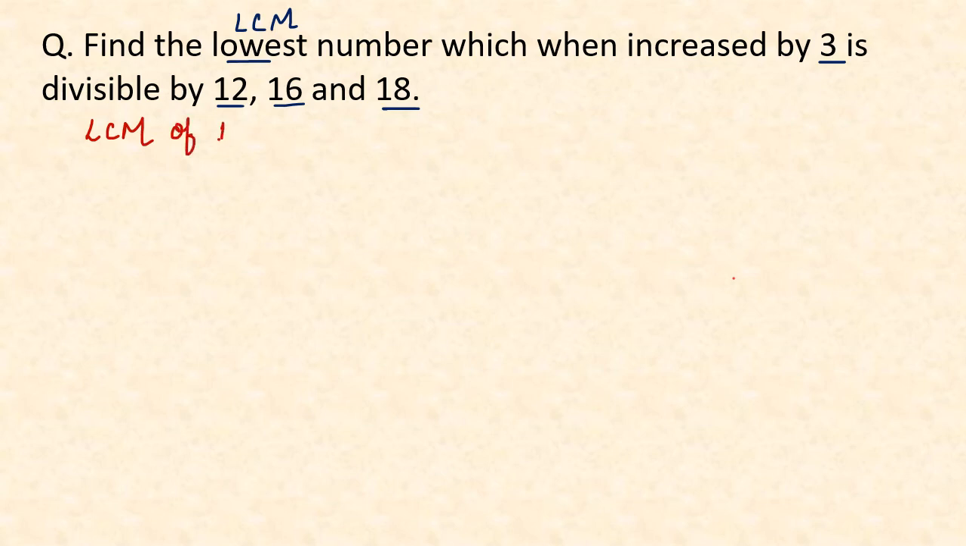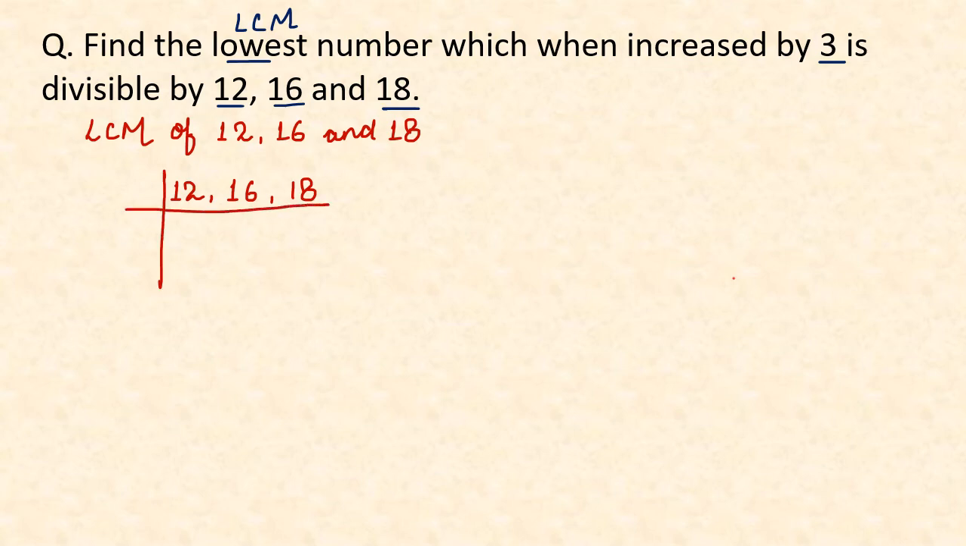So LCM of 12, 16 and 18. Write all the numbers together. Now, as you can see, 12, 16 and 18, all the three numbers are divisible by 2. So divide them by 2. 2 6s are 12, 2 8s are 16, 2 9s are 18. Now, divide the numbers by 2 because 6 and 8 both are divisible by 2. But 9 is not divisible, so we will write 9 as it is, but divide 6 and 8 by 2. So 2 3s are 6, 2 4s are 8 and 9 will be copied down as it is.